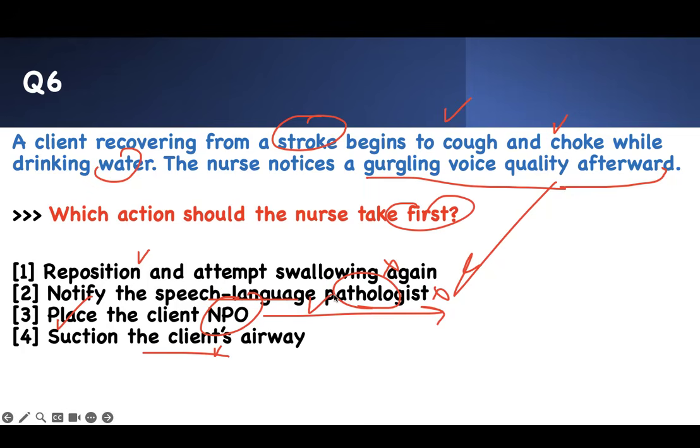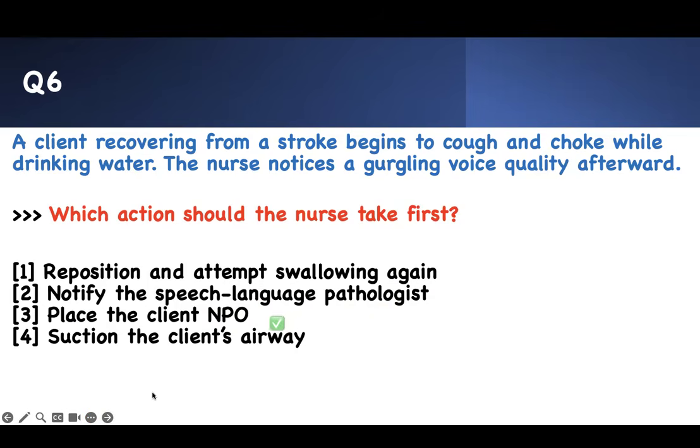We let speech therapy do what? Test you and make sure your swallowing mechanism is okay. So this patient needs to be placed NPO. If you chose number 4, don't worry. We're thinking. This is how we practice questions. This is how you think about it in a physiological adaptation way.